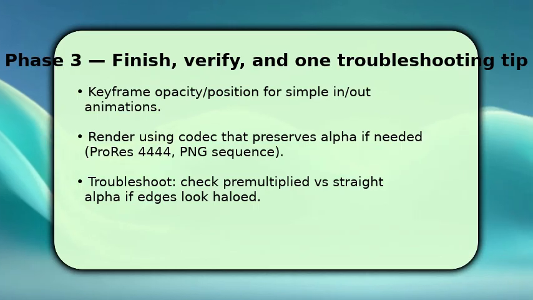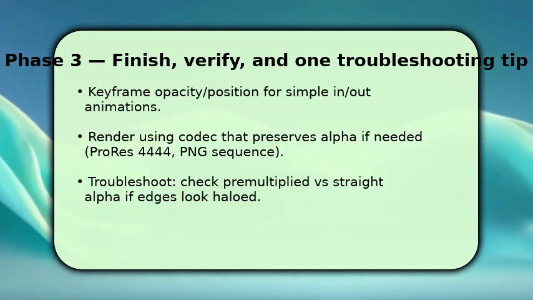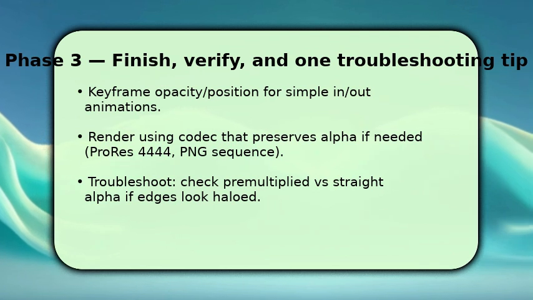If you see halos at the edges, make sure you're using straight alpha versus premultiplied. Toggling that imports.